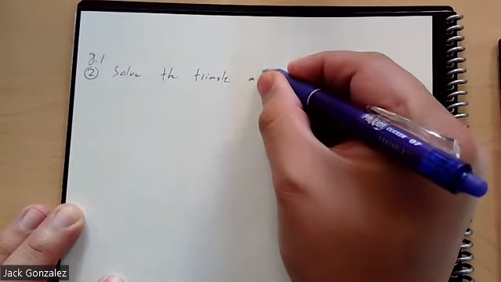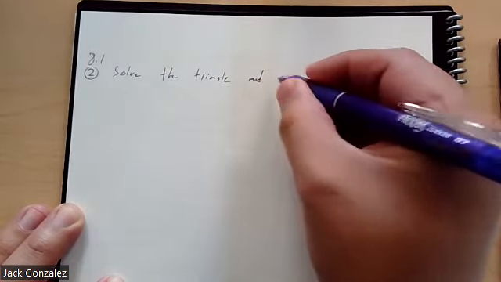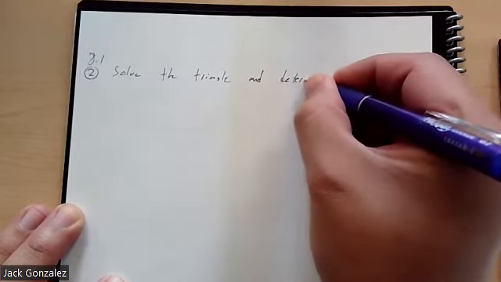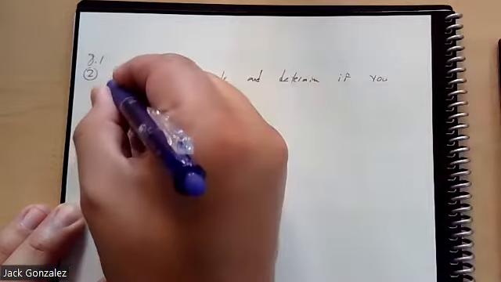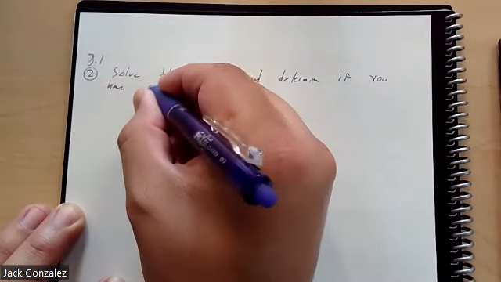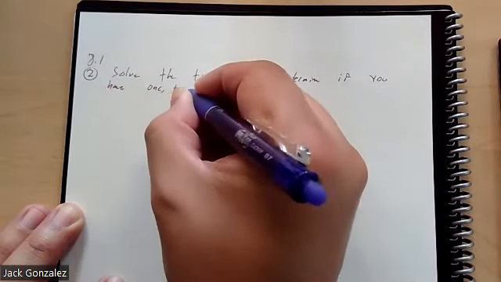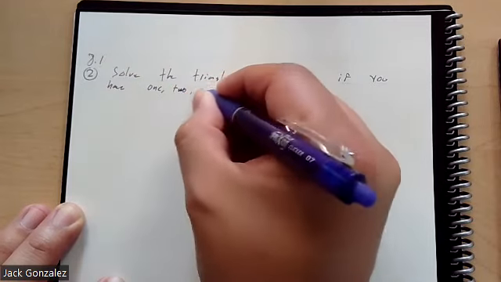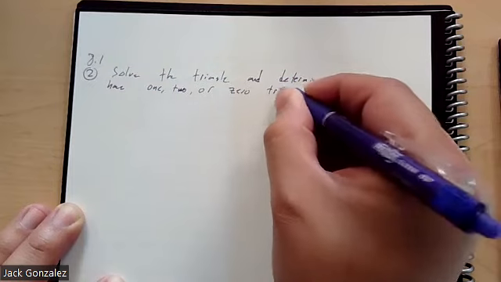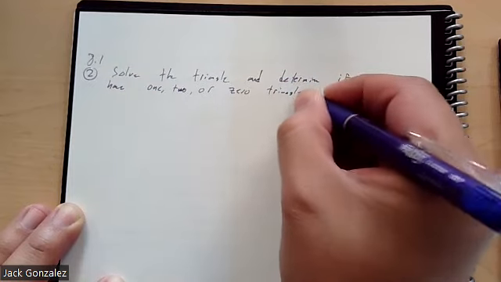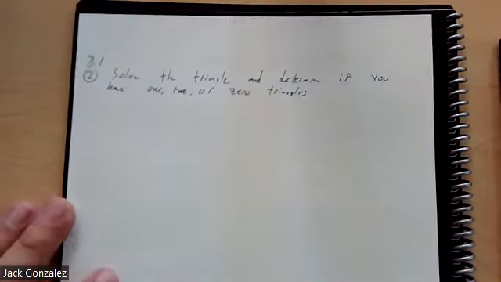And determine, so solve the triangle and determine if you have 1, 2, or 0 triangles. All right.